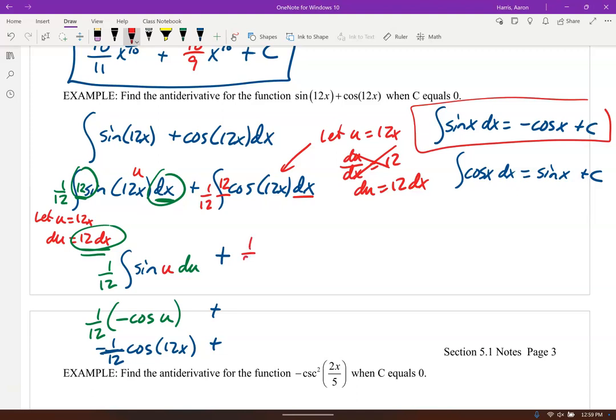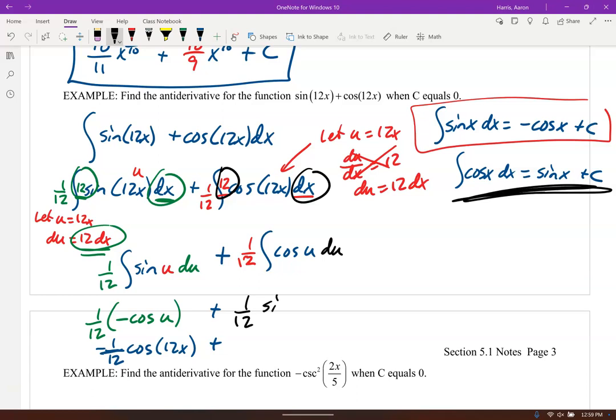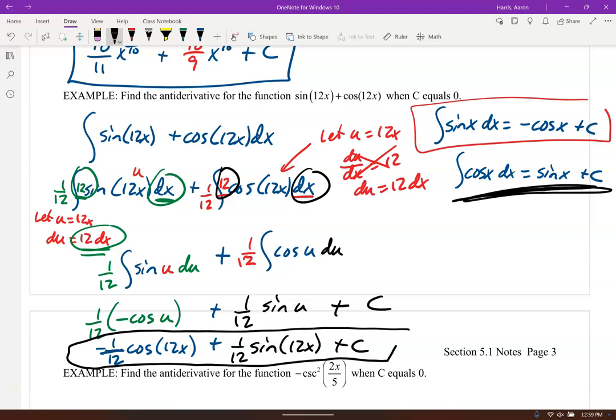So this becomes 1/12 integral of the cosine of u du. So we got 1/12. The integral of the cosine is just the sine. So it's the sine of u. And then we got the plus c on the end. So this is 1/12. Put the u back in. And there we are. That's called u substitution. Okay.